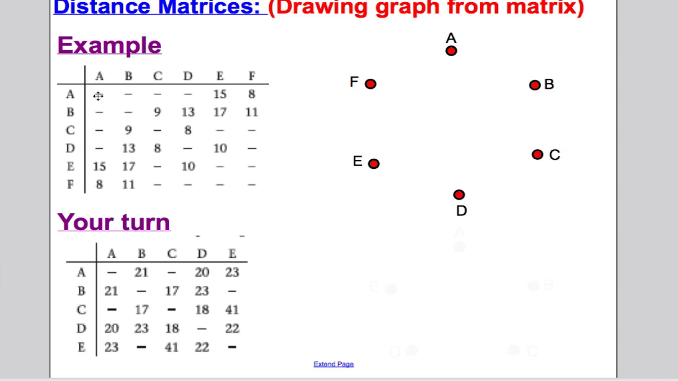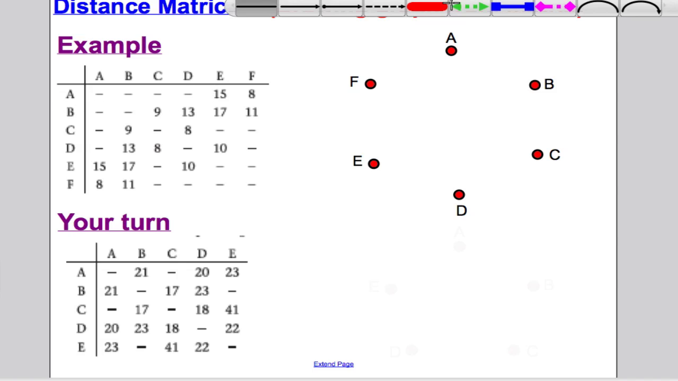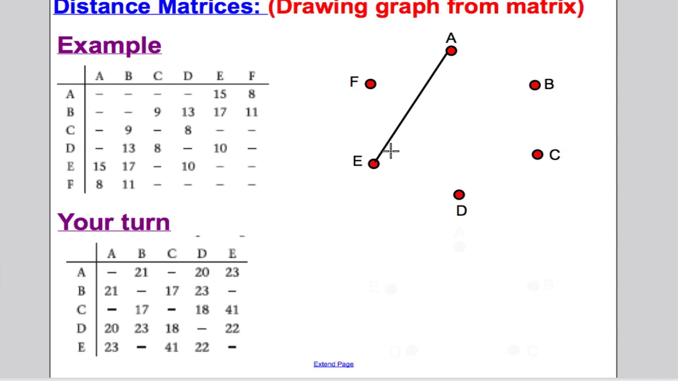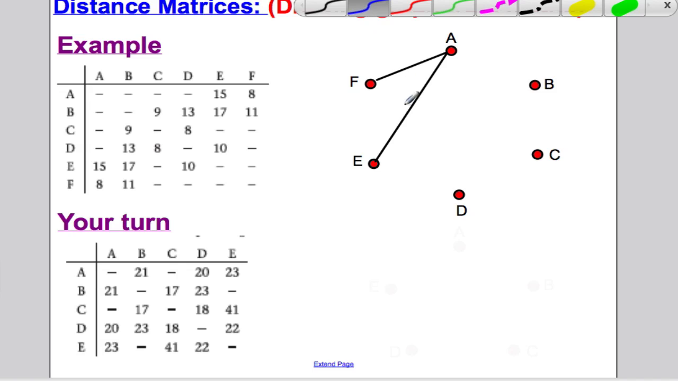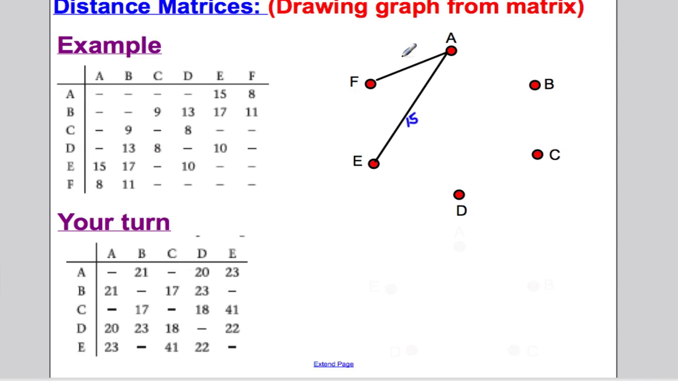A to A, obviously nothing. A to B, there's no connection. A to C, there's no connection. A to D, there's no connection. A to E, there is a connection. So let's draw in A to E, okay, and A to F, there's a connection. And we know that the distances here, A to E is 15 and A to F is 8. And we know it's the same this way as well. So we've covered off all of these here.